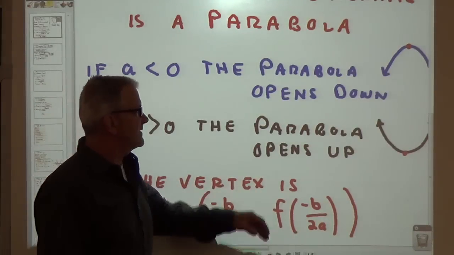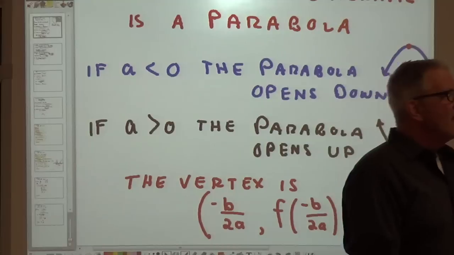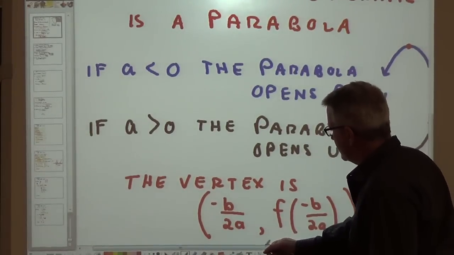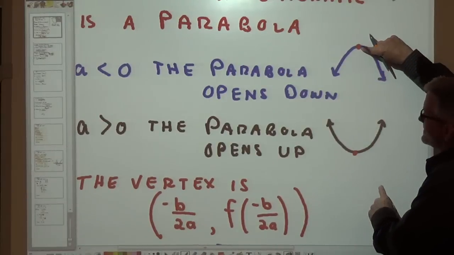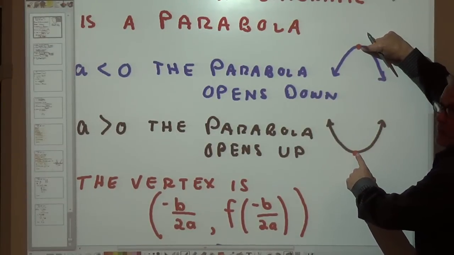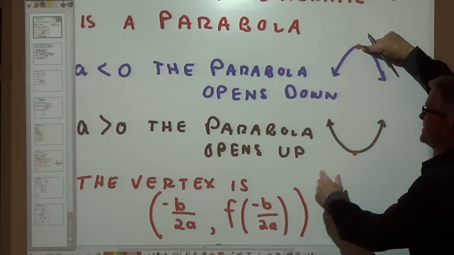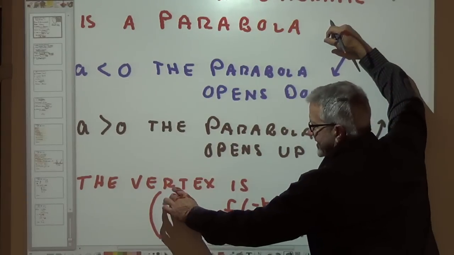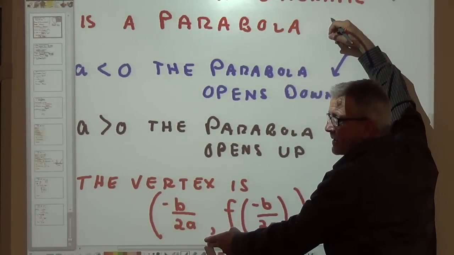Okay, the vertex, what the heck? The vertex is going to be this point right here, this maximum point or this minimum point is the vertex. And we know that. We've been talking about this vertex for a long time. The vertex can be found.